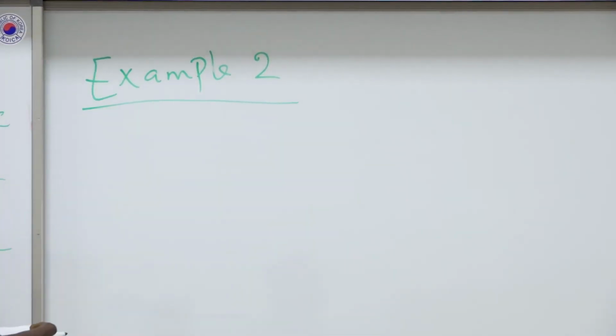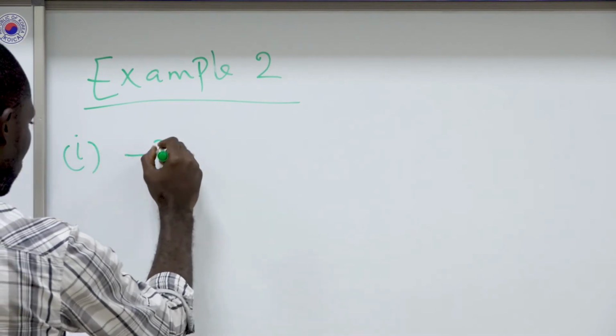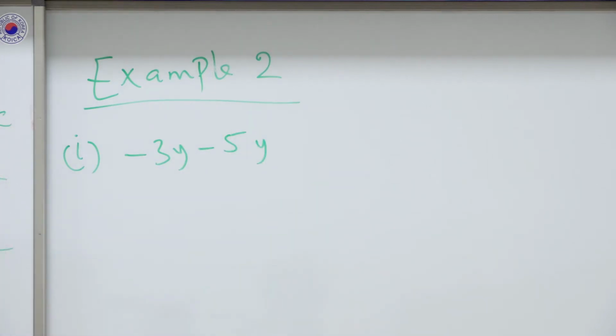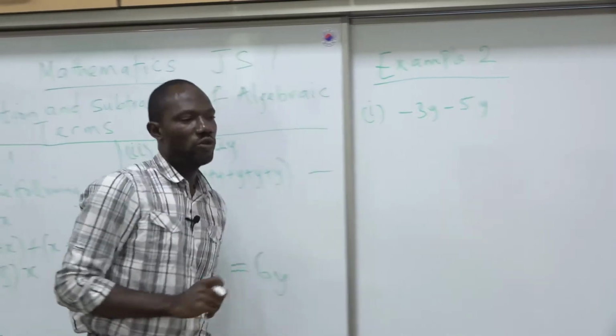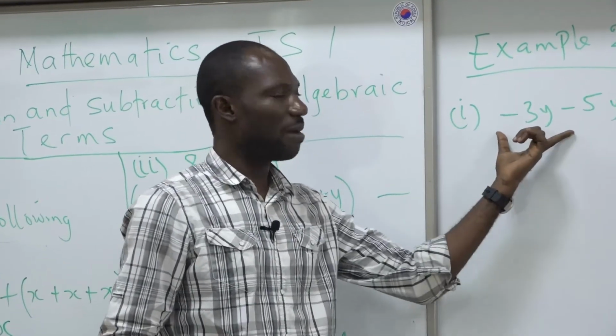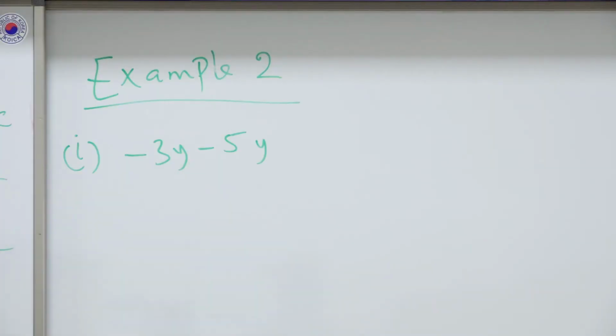So we have example 2 here. We have minus 3y minus 5y. Now, first of all, we need to remember that, if you remember vividly in manipulating addition, subtraction, and all of those signs, minus will give us minus, definitely. So looking at this already, you should know that your answer is going to be in minus.